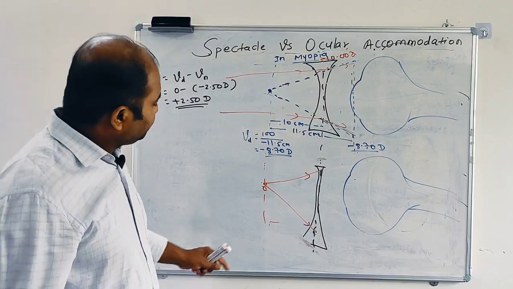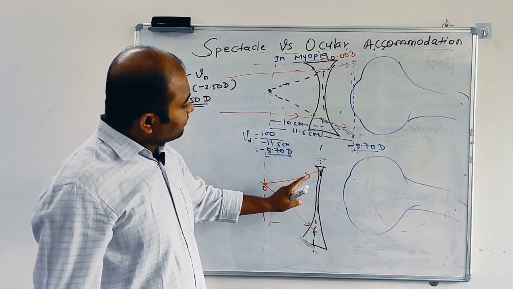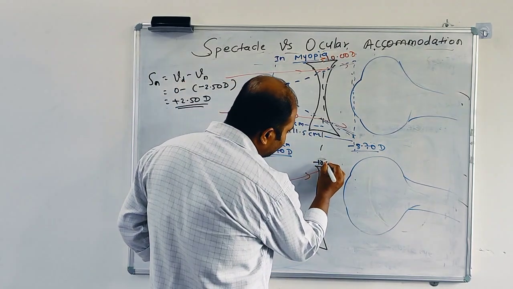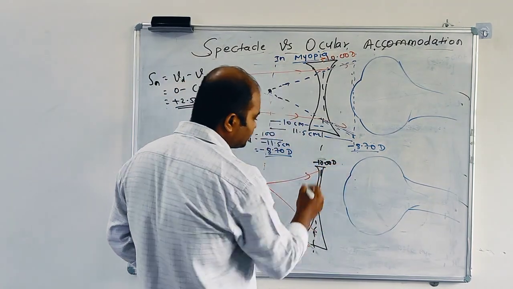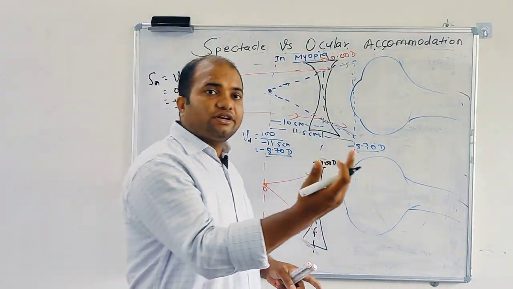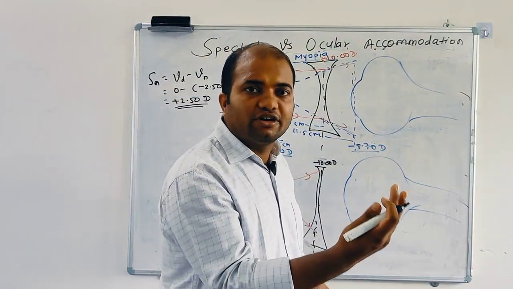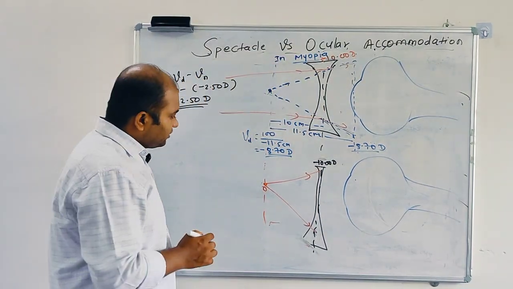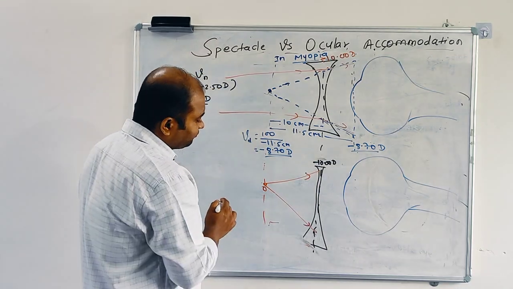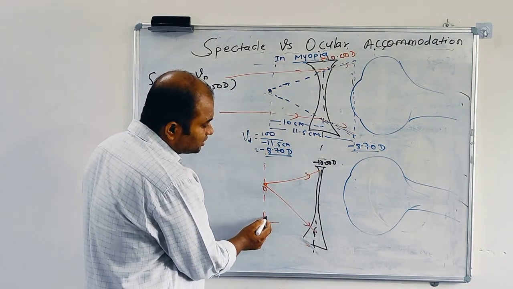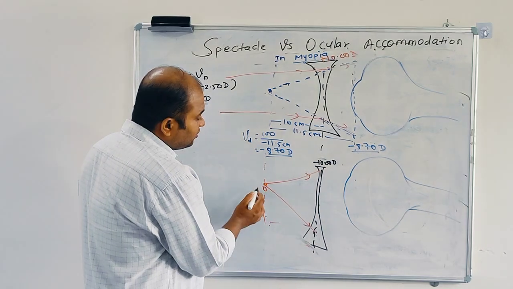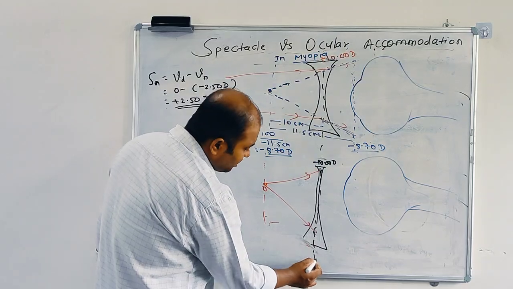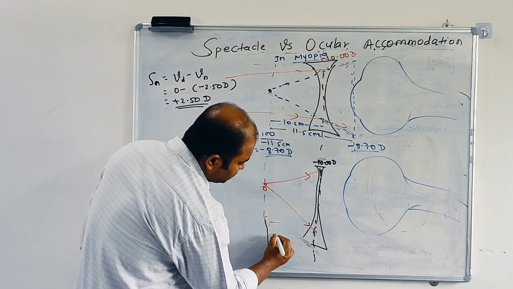Now the same eye wearing a minus 10 diopter lens is focused for 40 centimeter. Now see what you can do. When the light is focused for 40 centimeter, that means when the light reaches up to this spectacle plane, how much Vergence would it have? The distance is 40 centimeter.